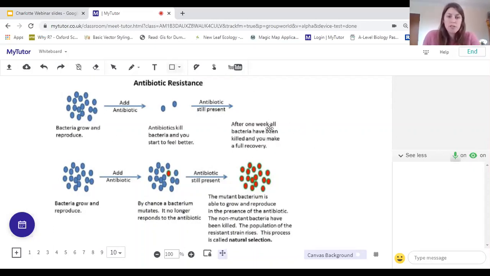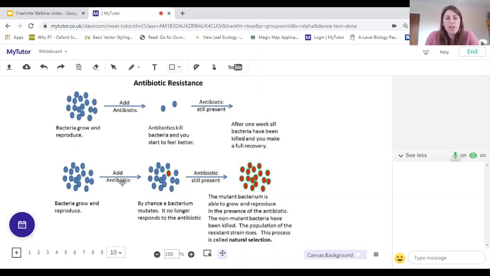At the top, we have the normal situation. Bacteria grow and reproduce, and remember, bacteria reproduce really quickly, so you get lots of them very fast. Most of the time, the antibiotics kill almost all of the bacteria. You start to feel better, and after one week, all of the bacteria have been killed and you make a full recovery. You take all of your antibiotics, don't cut the dose short. That's what should happen.